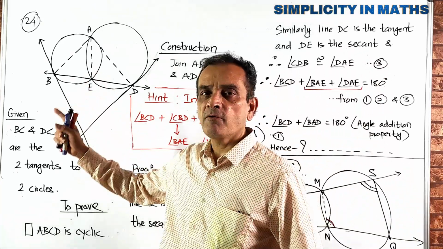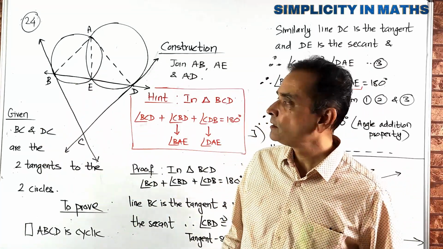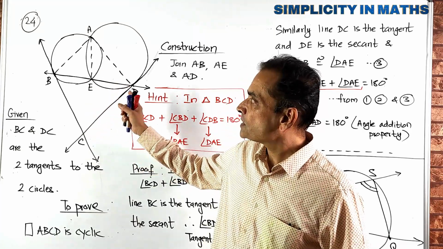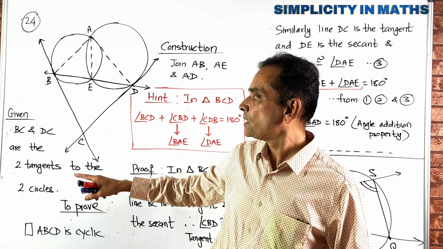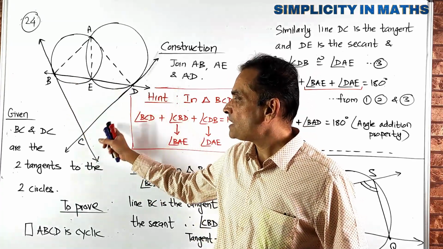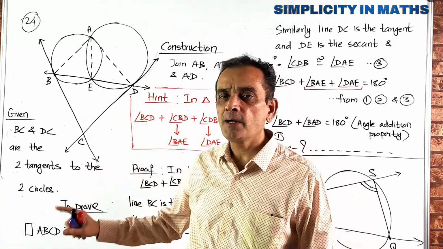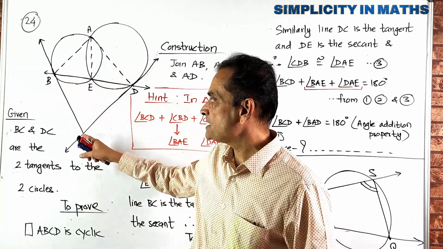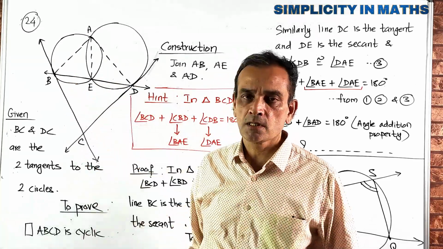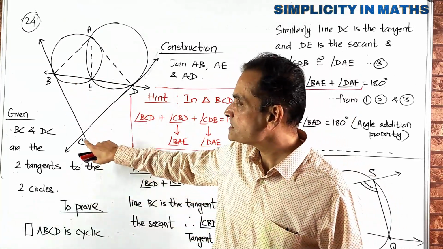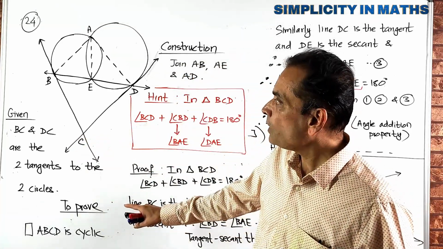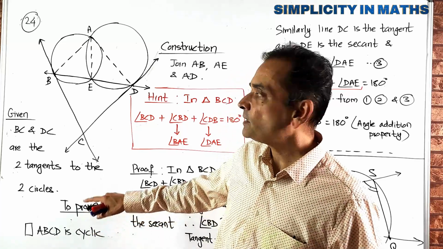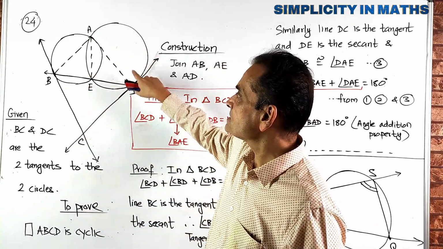This is problem number 24 from the problem set. 2 circles are intersecting in points A and E. BC and DC are the separate tangents, not common tangents. BC is for this circle, DC is for this circle. They are intersecting in common point C, right? You have to prove that quadrilateral ABCD is cyclic.